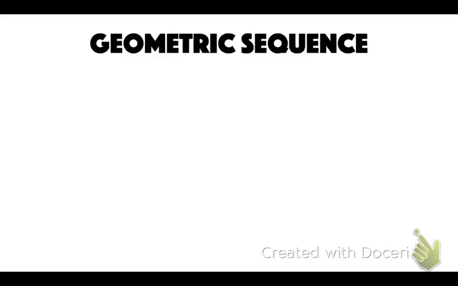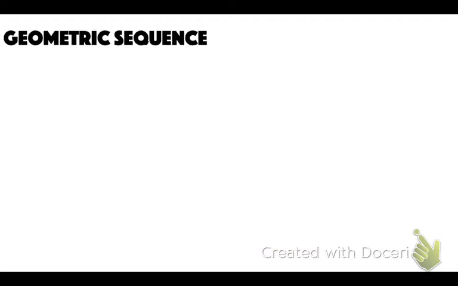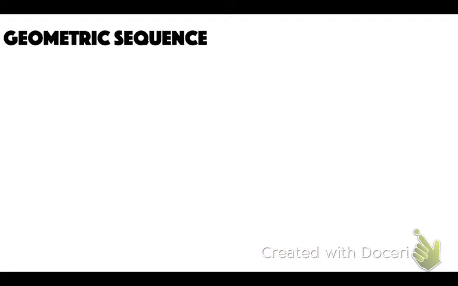All right, geometric sequences. So elephants, my newest obsession, understand and conceptualize death in a deep and emotional way and have semi-ritualistic, almost religious practices to mourn the death of their fallen friends and family. Isn't that really cute, but also sad, but really cool? They're like the smartest animals, behind ravens. Every time I start learning about new animals, it's like, wow, they're the smartest. But then you learn about someone else, it's like, whoa. I mean, in real life, my dog Aldebaran's the smartest.